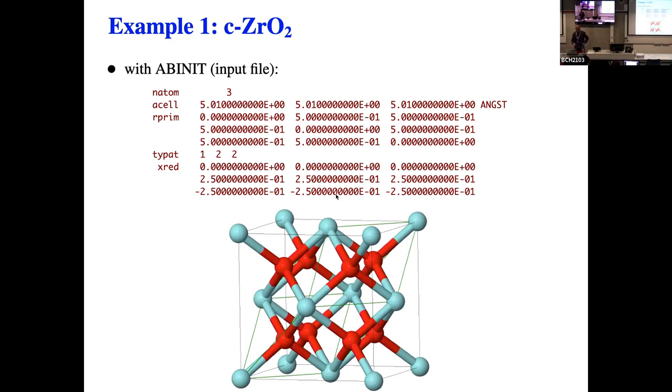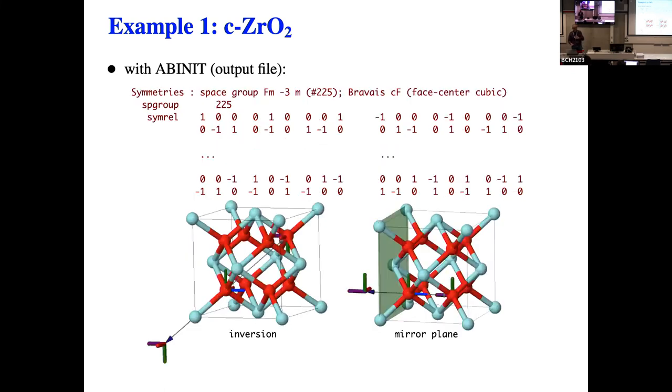Then in this case, in my unit cell, I have one zirconium atom, which is going to be type one, and then I have two oxygen atoms, which are going to be type two and type two. The first atom is going to be at 0, 0, 0. That's this one. The first oxygen is at 1/4, 1/4, 1/4, and the second oxygen is at -1/4, -1/4, -1/4. So I have three atoms in the unit cell.